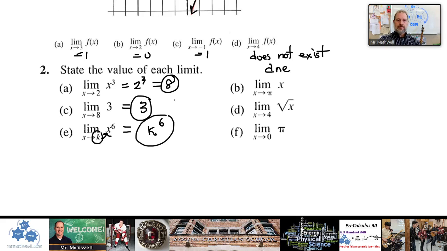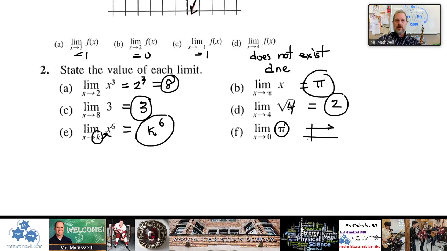Doesn't have to be a number. Okay, if the limit of the function x as x approaches pi, well, you substitute. So the limit is pi. What about the limit of the function root x as x approaches 4? Easy, plug 4 in. It does yield us a real value. That's 2. Done. This is a constant function, horizontal line of 3.14 all the way across. So as x approaches 0, the function approaches just pi. It stays pi all the time. So that's easy. That's question number 2.